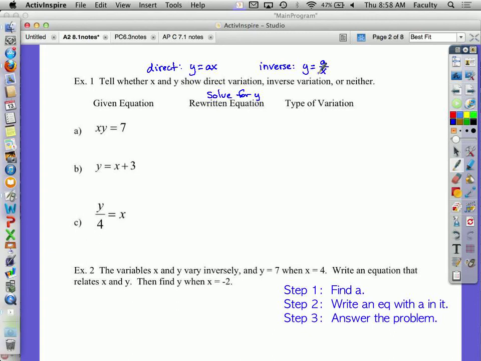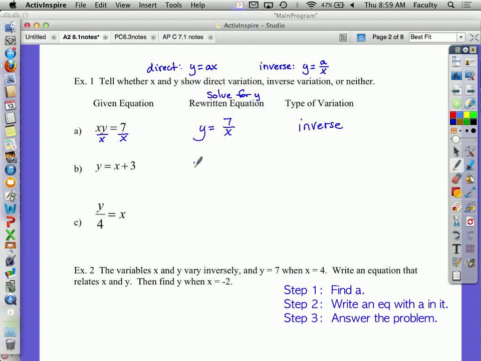So letter A says x times y equals 7. We need to solve it for y. So we divide both sides by x, and y equals 7 over x. So what type of variation is that? Inverse. Good.